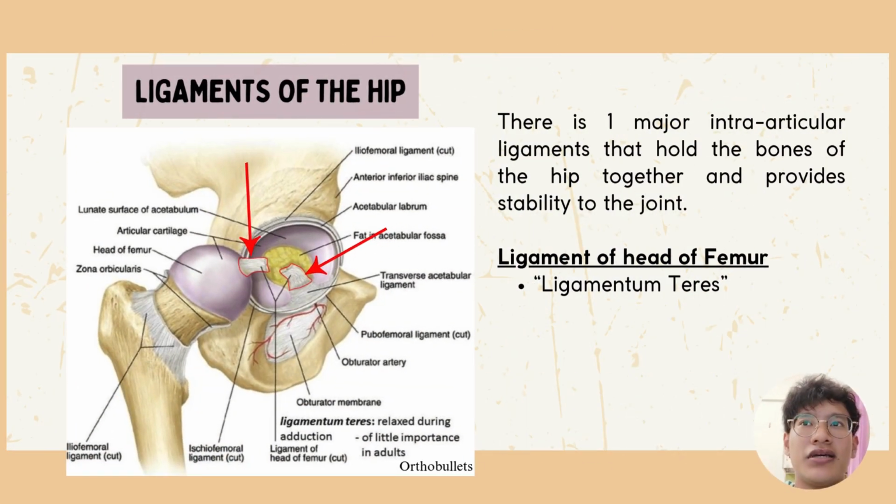To begin, we have the intra-articular ligament and four other extra-articular ligaments. The intra-articular ligament refers to the ligament inside the joint, which in this case is the ligamentum teres. The ligament of the head of the femur, also known as the ligamentum teres, is as labeled in the diagram.